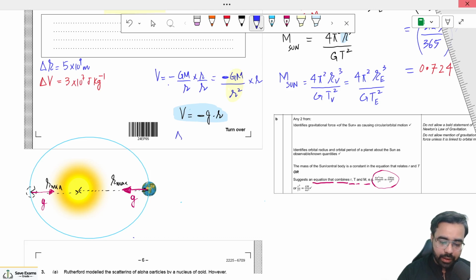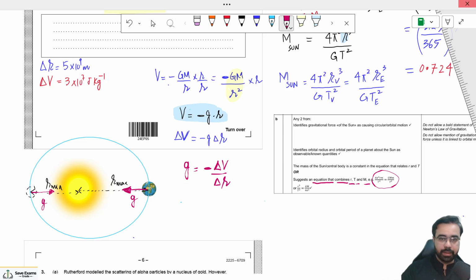Now I am going to write the change in potential, because we are given the change in potential, equal to negative g times delta r. So dear students, you see one thing: g is equal to the negative of the potential gradient. Interesting concept. The gravitational field strength is always equal to the negative of the potential gradient. It means that if you take a graph with potential on the y-axis and distance on the x-axis, the gradient of that graph will be equal to negative g. We must not ignore this negative sign.